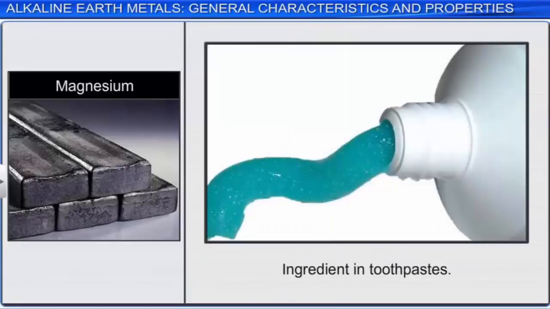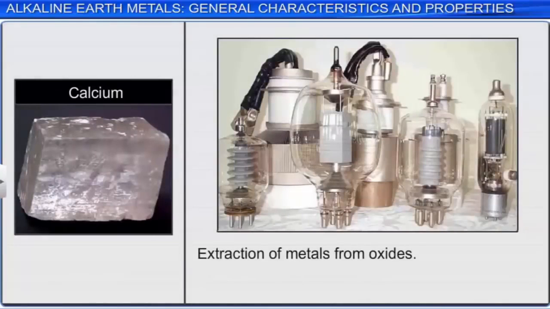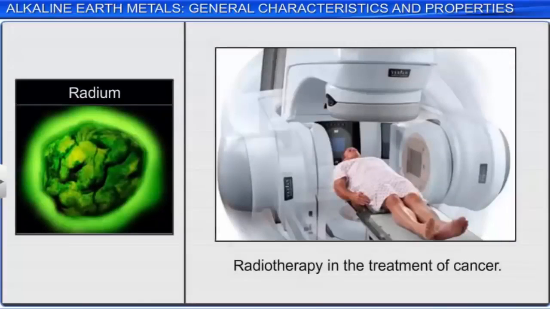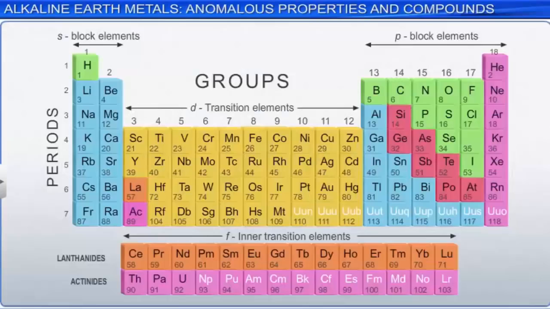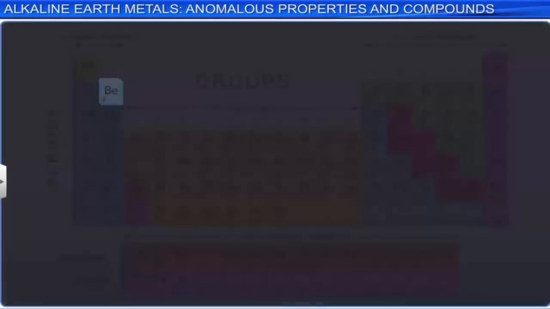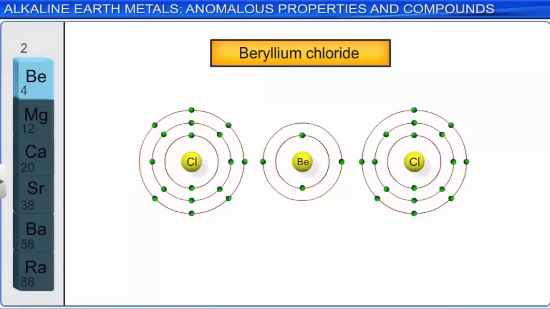Magnesium carbonate is used as an ingredient in toothpaste. Calcium is used in the extraction of metals from oxides, when they are too difficult to reduce with carbon. Calcium, along with barium, has been used to remove air from vacuum tubes. The radioactive salts of radium are used in the treatment of cancer. In certain respects, beryllium does not behave like the other group 2 metals. In particular, the compounds of beryllium have a significant degree of covalent character and are easily hydrolyzed.